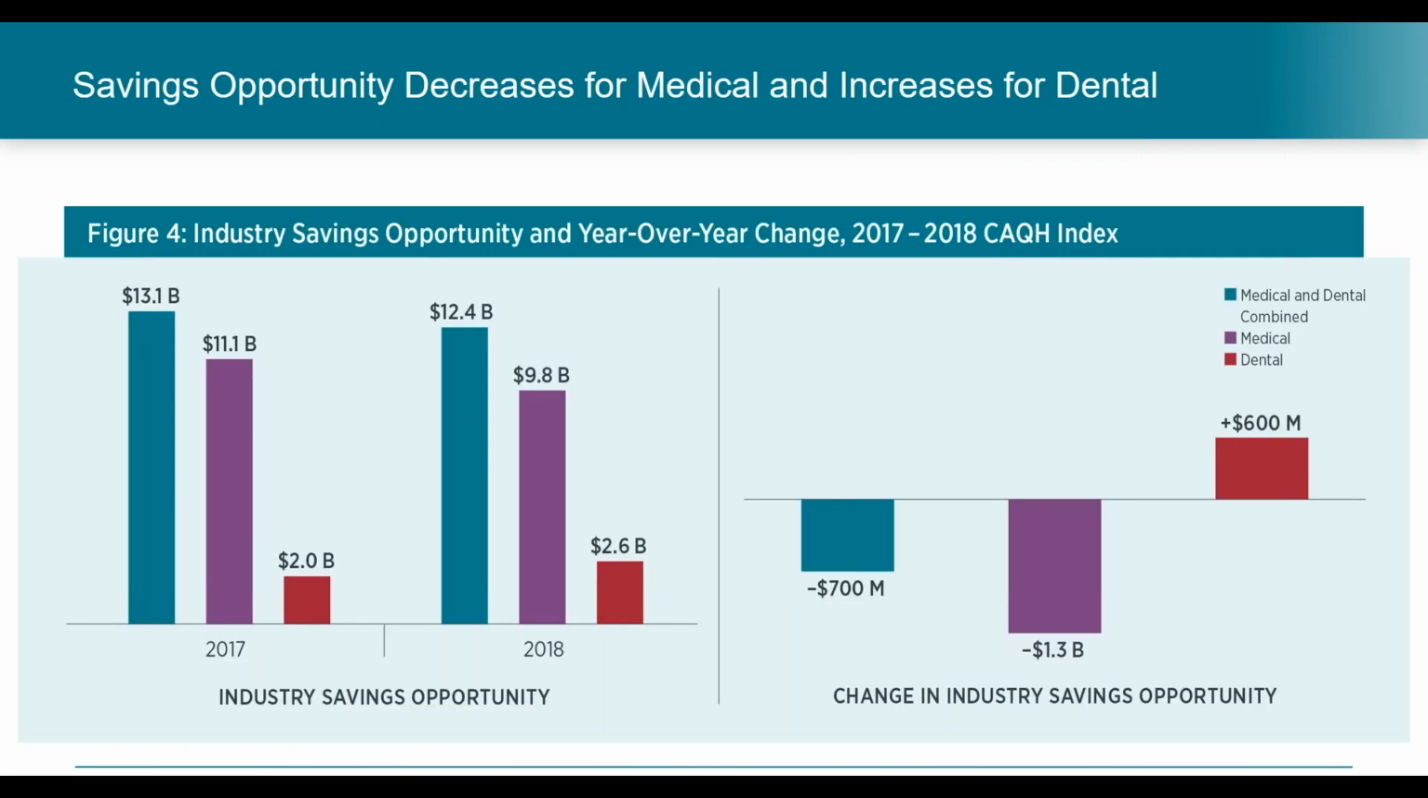As April had indicated, this was the first year that we saw an increase in savings opportunity, which was exciting news for us. Overall, we saw the industry savings drop from 13.1 to 12.4 billion, which was a 5% decrease. And as you'll see, the savings is driven predominantly by the medical industry, as the dental industry saw a slight uptick in their savings opportunity.